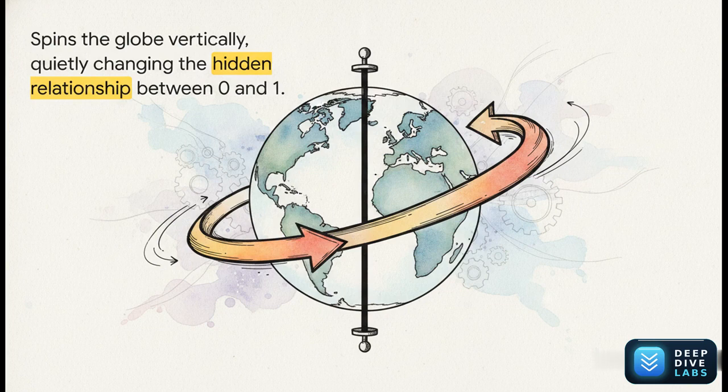And there are other types of turns too, like the vertical twist. Imagine taking your globe and just giving it a spin right on its vertical axis. The poles themselves stay exactly where they are, right? So the 0 and the 1 look completely untouched. But this twist quietly changes the hidden relationship between them. And you'll want to hold on to that thought, because that hidden relationship turns out to be literally everything.